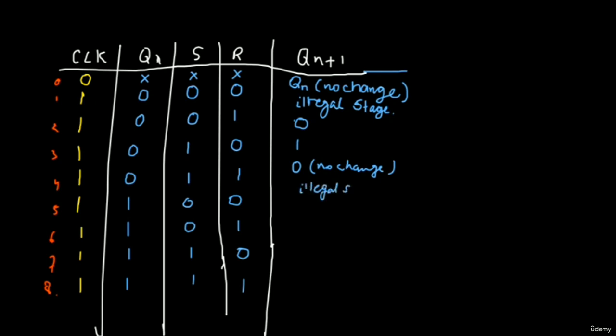Illegal stage, then 0, then 1, and then 1 means no change. So let me tell you one interesting fact here. When everything is 1, there is no change. When everything is 0, except the clock, one clock has to be active, there is no change. When the clock is off, it is not going to make any change. So these are the two important things that we have.